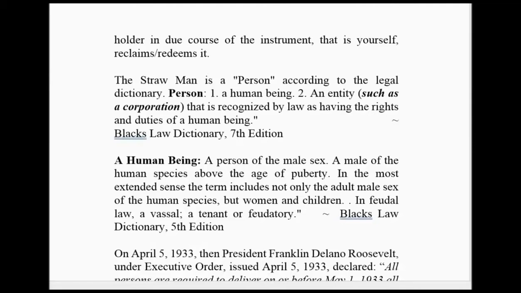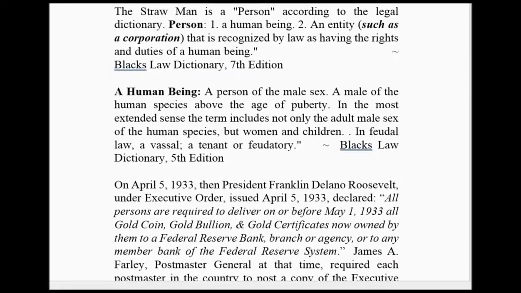The straw person is a person according to the legal dictionary. Person: a human being; an entity, such as a corporation, that is recognized by law as having the rights and duties of a human being. So this is how they give you the rights, but they don't give you the acknowledgement as being a human being. So what is a human being?